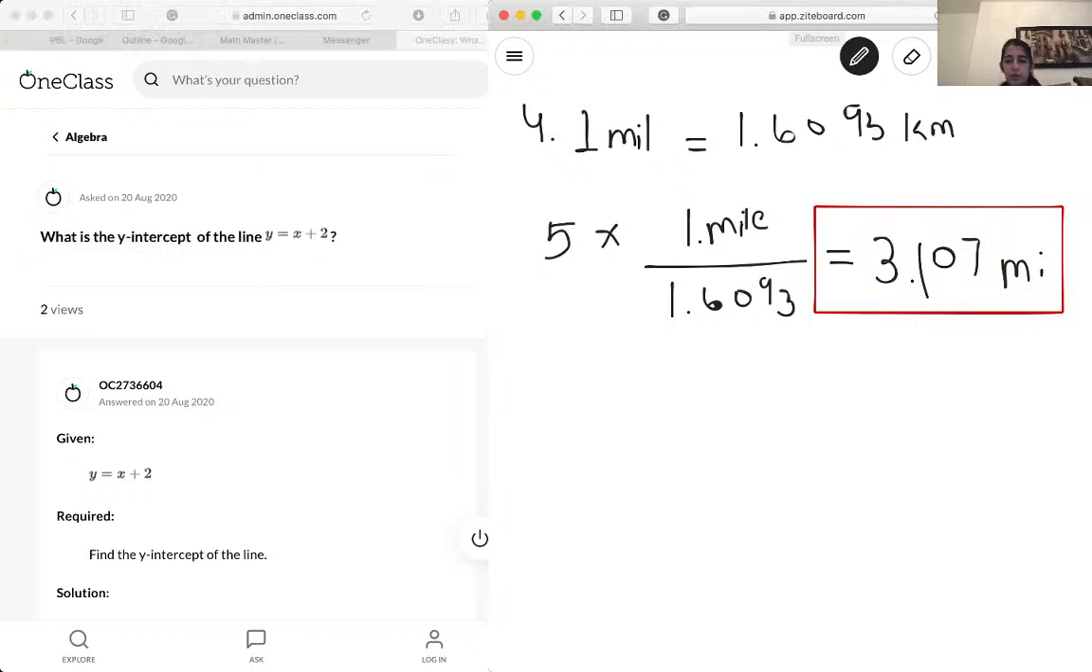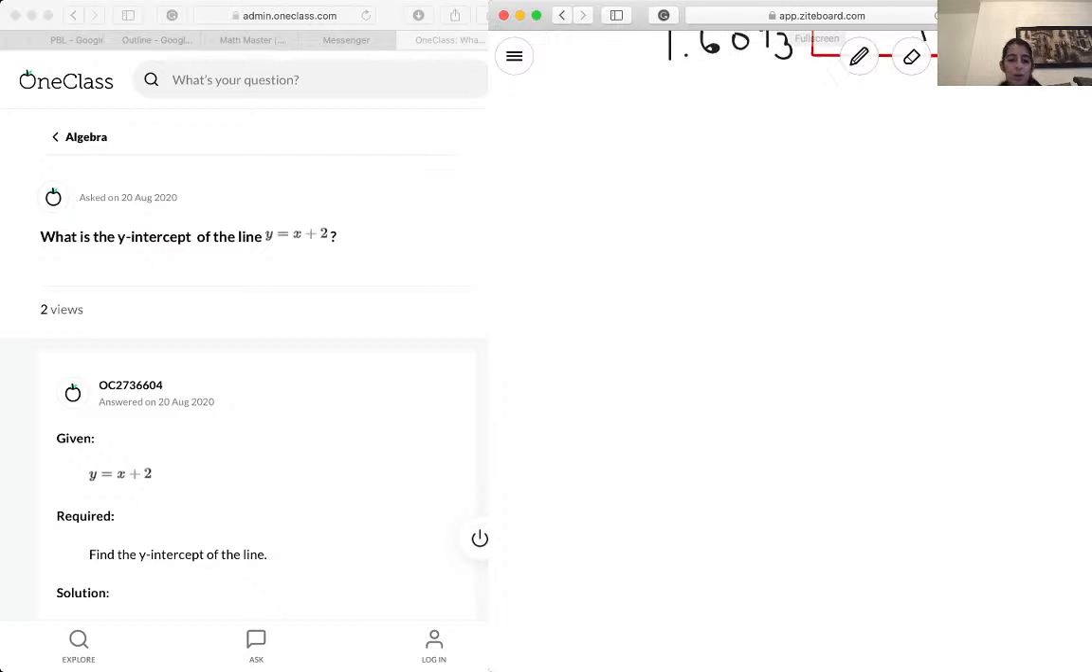Our next question asks what is the y-intercept of the line y equals x plus 2. When you're given a linear equation, the y-intercept is when x is equal to 0. So in order to find our y-intercept, you have to make sure that our x is 0.